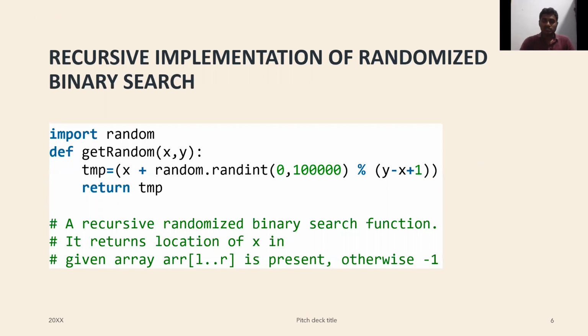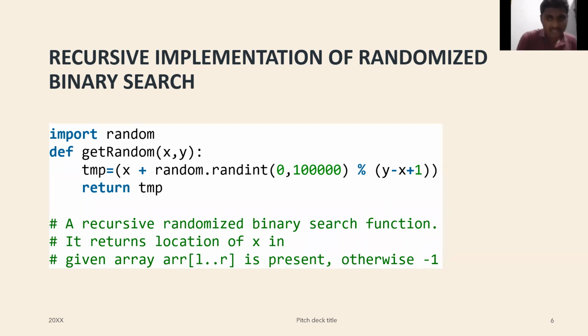Now we have seen the algorithm and time complexity of randomized binary search. We will now see how the source code is written for this randomized binary search. First I will show you a recursive approach, in which we first need to declare a function called get random. It takes two parameters x and y, and returns a temporary variable tmp.